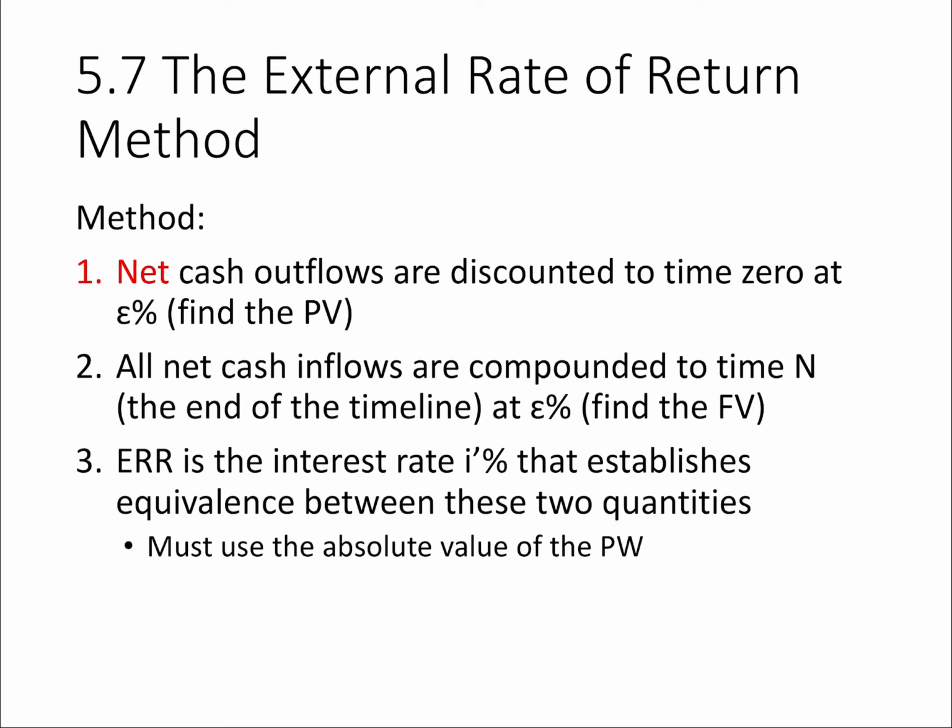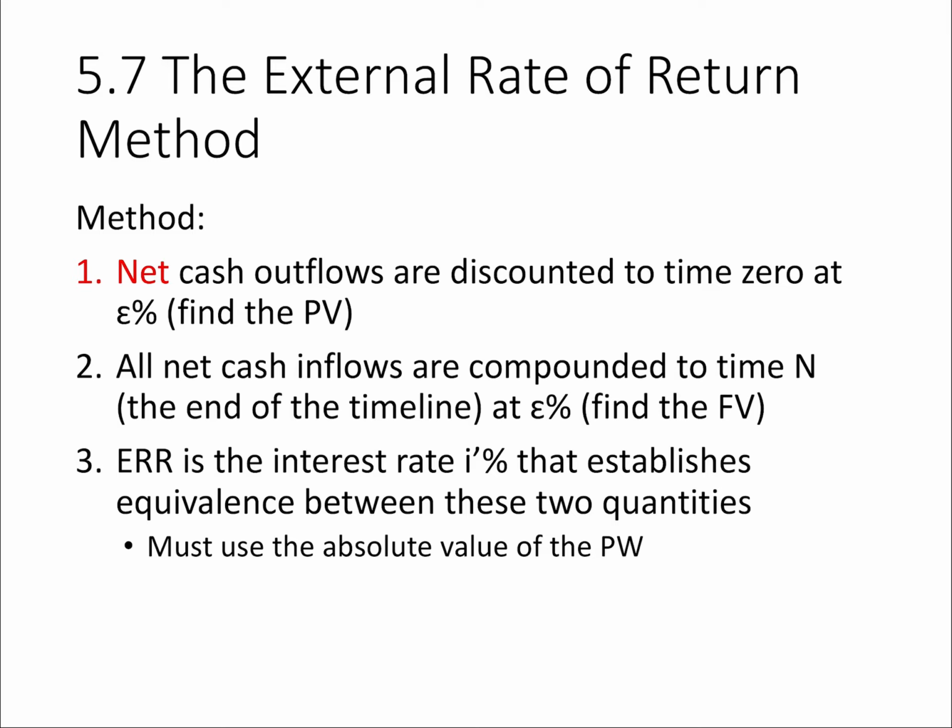So first, you convert all the outflows, the spendings, back to the present time at the epsilon percent, because you imagine that those spendings you could have invested into another external project. Okay, so you want to convert them back to the present time. And then all the inflows, the receivings, the profits you generate from this project, you imagine that you could invest them into another external project.